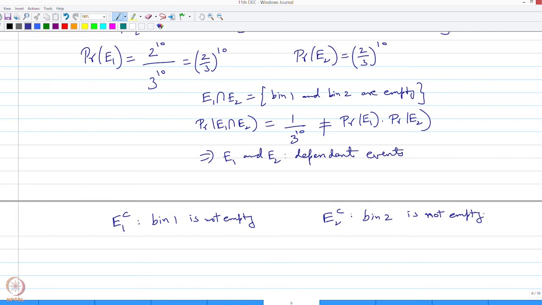So, you can think about it, if E1 says something about E2, clearly E1 says something about E1 complement also. So, E1 complement will also say something about E2. So, they will be dependent. If E1 and E2 are dependent, E1 complement and E2 complement will also be dependent, okay. But this E1 complement intersect E2 complement is an interesting event. What is E1 complement intersect E2 complement? Bin 1 and bin 2 are not empty, okay.